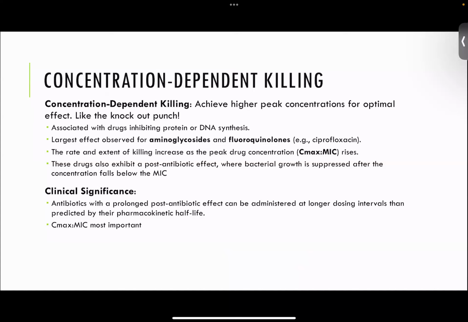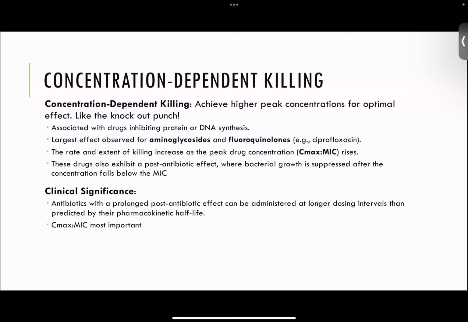So we know we want more than 4 times our MIC for the peak, and some people say up to 10 times the MIC for your peak concentration, but we want as high a peak as we can stand without toxicity.